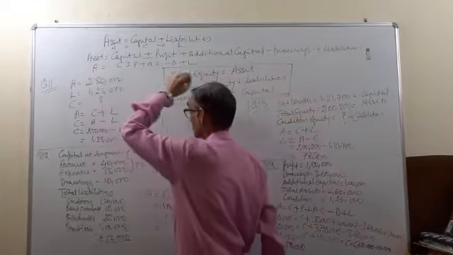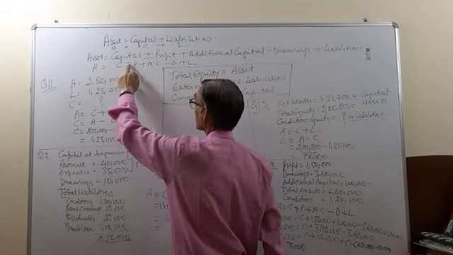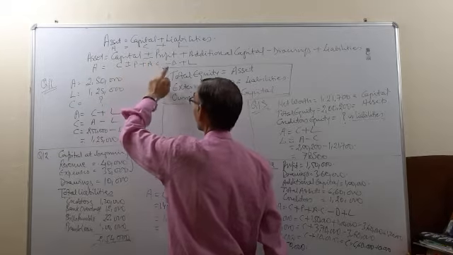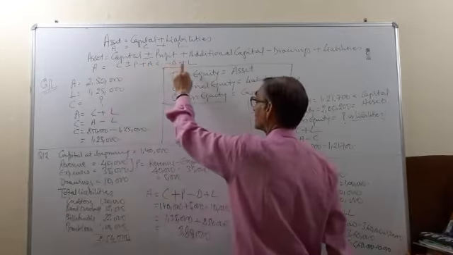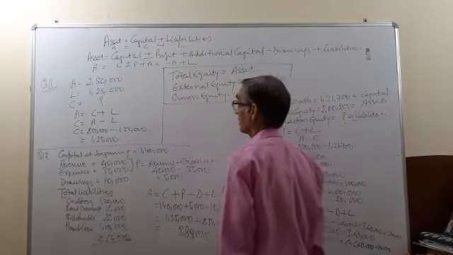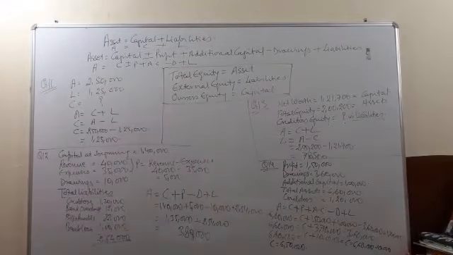And in abbreviated form, it will be asset is equal to C plus or minus profit, plus P is profit, minus P is loss, plus AC, that is additional capital, minus D, that is your drawings, and plus L, that is your liabilities. Now we have to calculate certain missing figures.